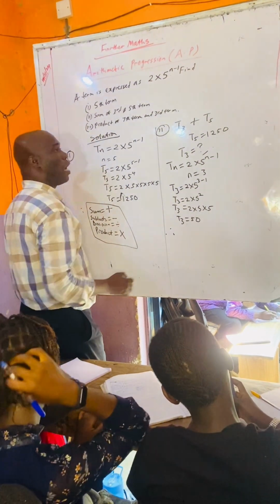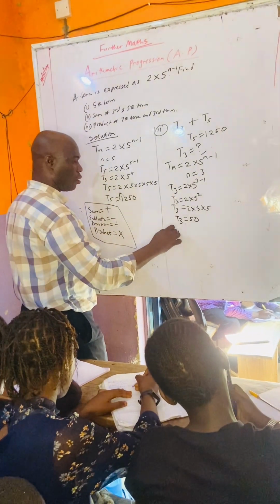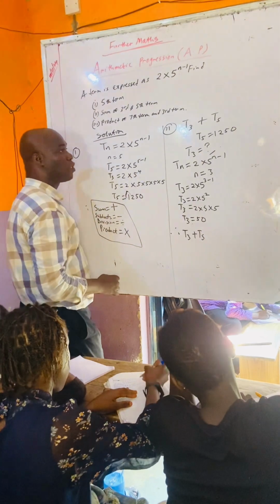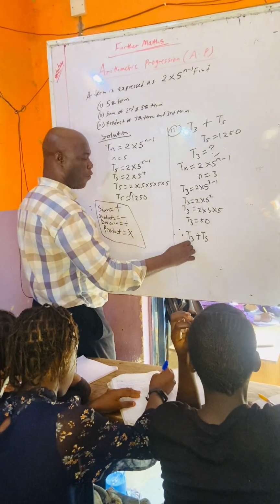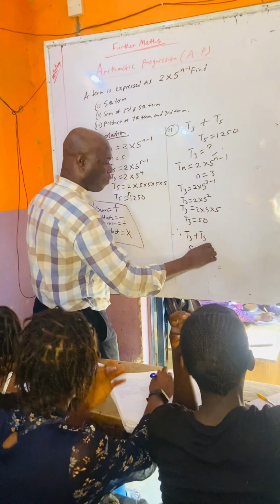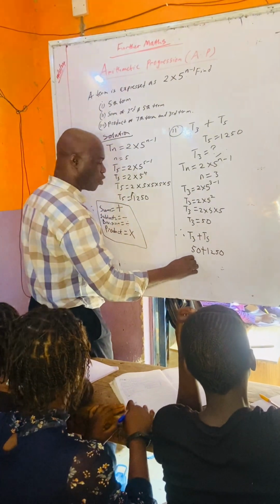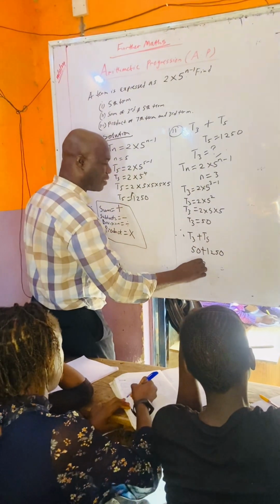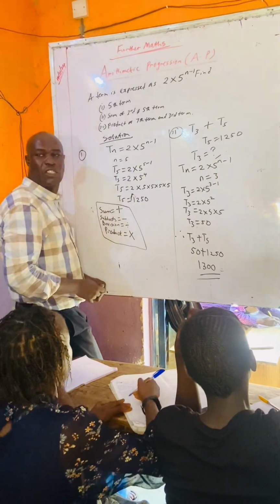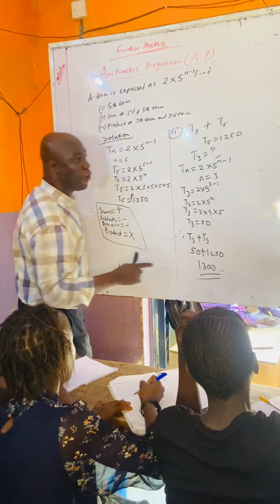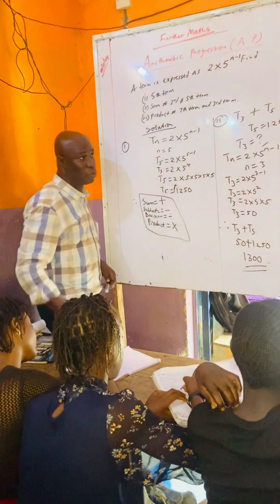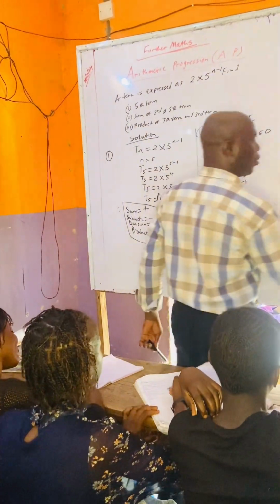So now our T3 plus T5 is going to be 50 plus 1250, and it's going to give us 1300. Is that not 1300? Yes. Good. That's the sum of your third and fifth term. Is that clear now? Yes, sir. Good. Can we move on? Yes, sir.